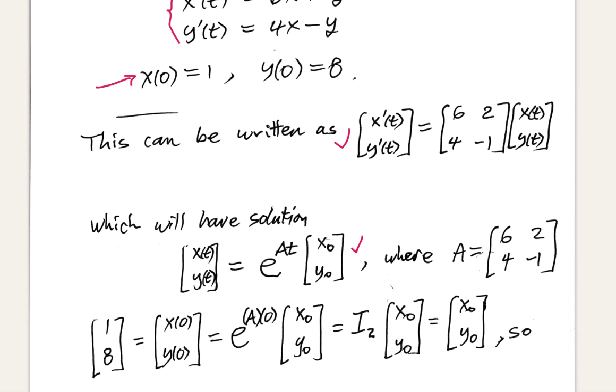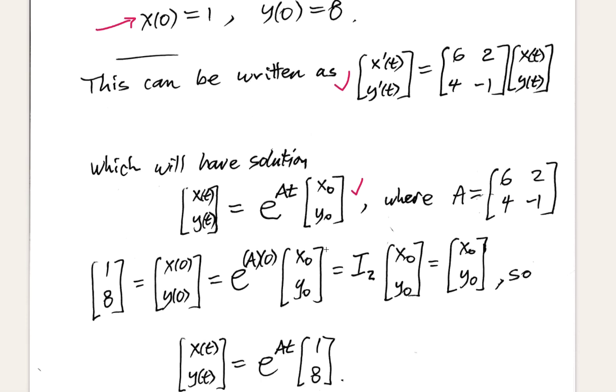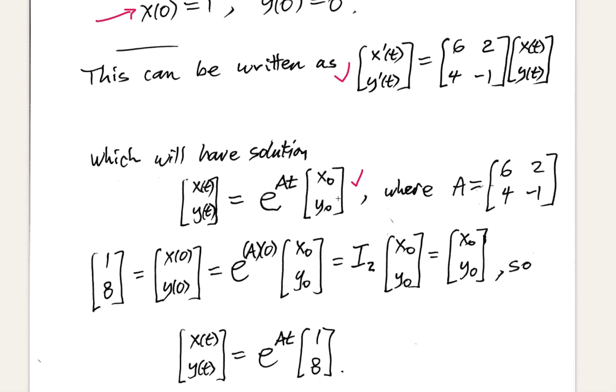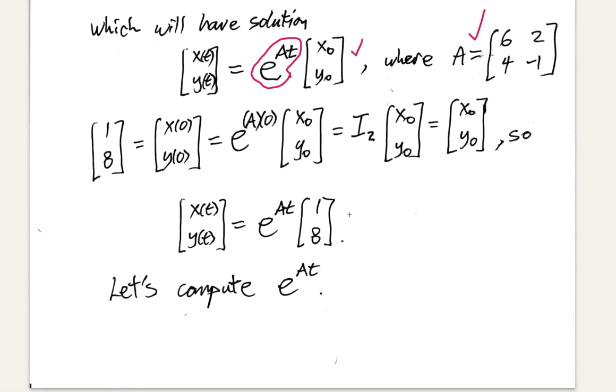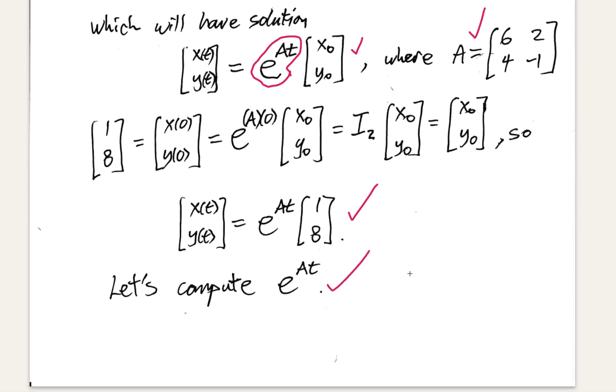The x naught, y naught is actually 1, 8, so I could substitute those in there, but I will do that at the end. I'm not that concerned about that. I need to compute what? e to the At. Now we've got a specific A this time. What I need to do is think about this in terms of a diagonal form. I need to find that diagonal form though.